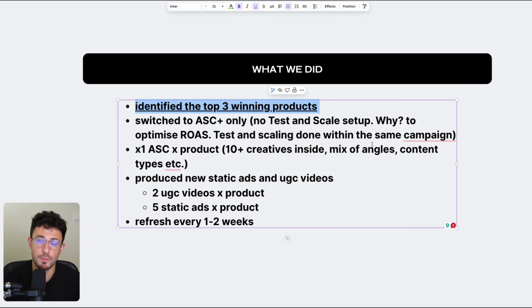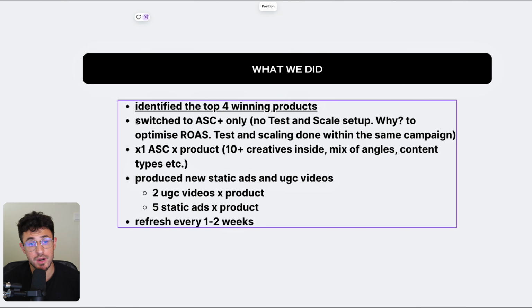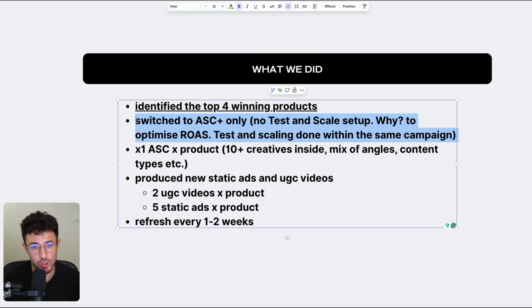And so we identified the top winning products. So the top products within their store, top 4 products actually, not 3, that were generating the highest amount of sales within their Shopify store. And then what we did, which is probably something that you never heard of, we switched all the campaigns, so the CBO campaign in this case, into an Advantage Shopping Plus campaign.